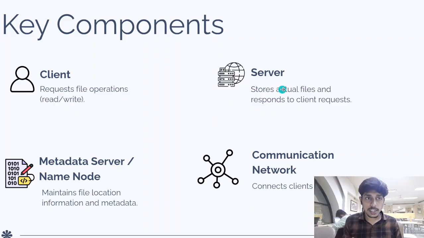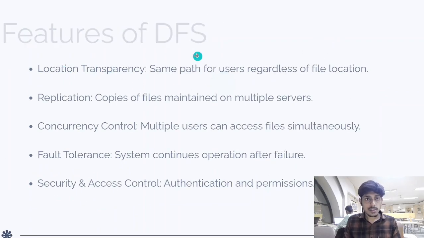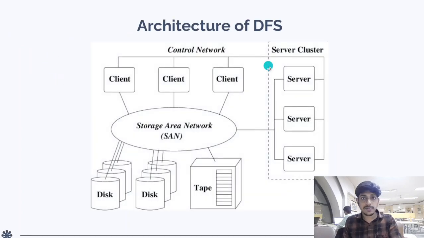So now we have understood what the key components are. Now we will move towards the architecture of the distributed file system. Actually, we have this architecture of a DFS. So now that we know the components, let's talk about the diagram.